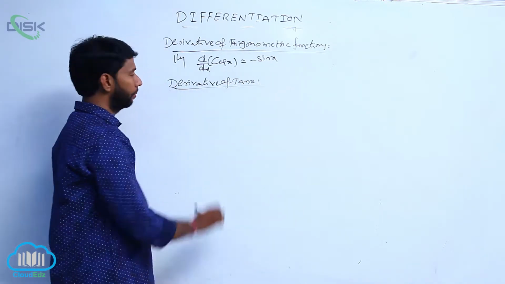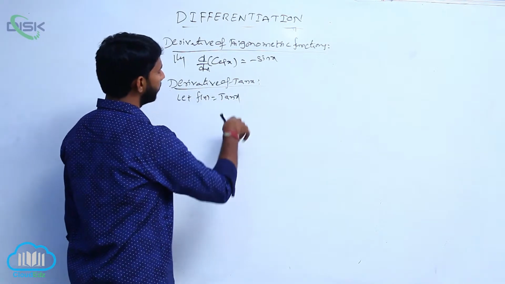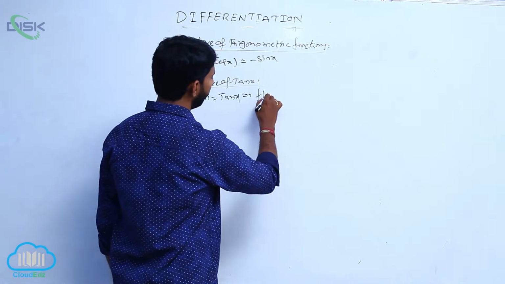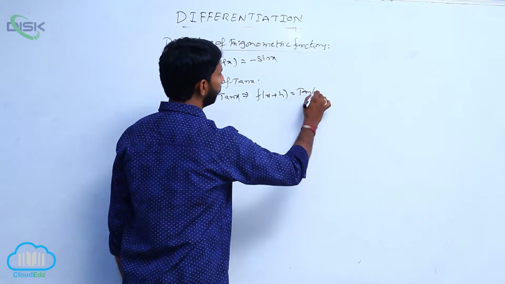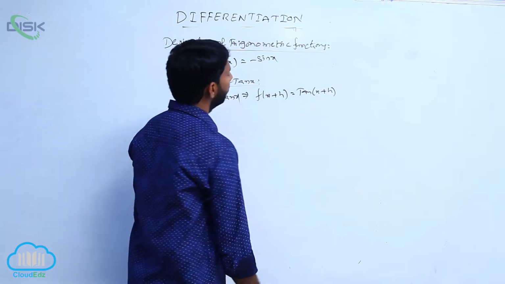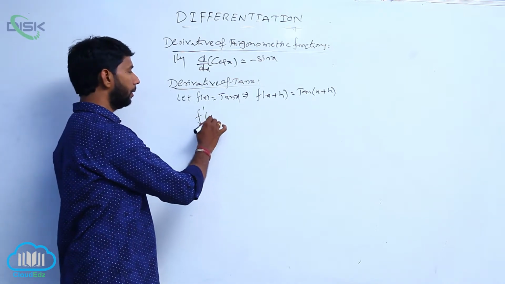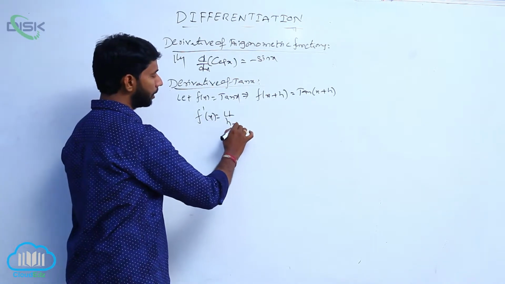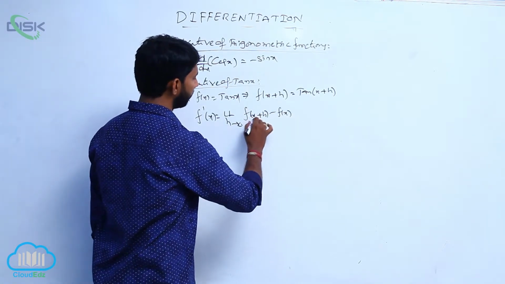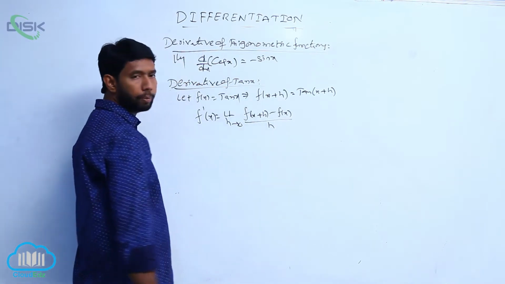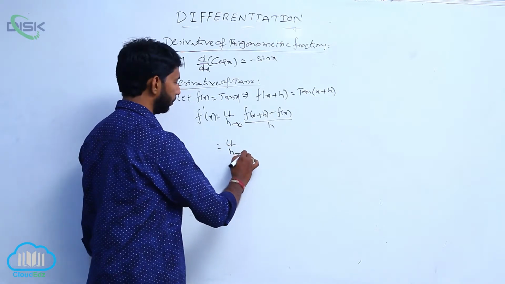Derivative of tan x. Let f of x equal to tan x. That implies f of x plus h is equal to tan of x plus h. By using the first principle, f dash x is equal to limit h tends to 0, f of x plus h minus f of x by h.